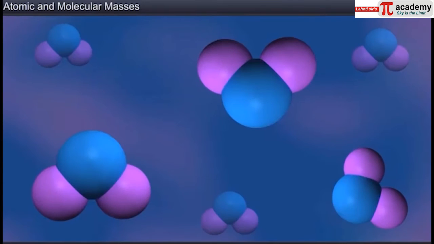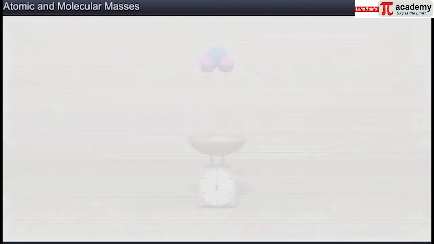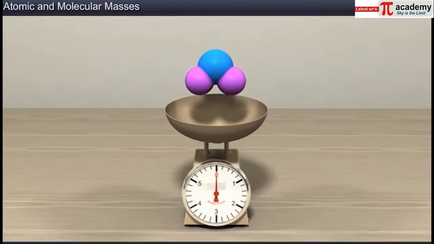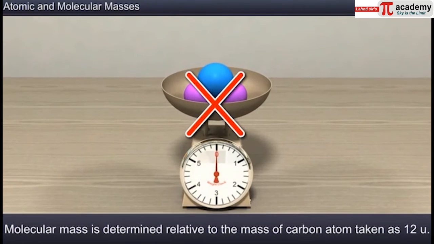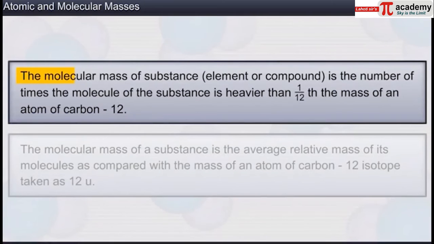Like atoms, molecules are also very small. Hence, their mass cannot be determined by weighing them. Therefore, the molecular mass is determined relative to the mass of a carbon atom taken as 12 u. The molecular mass of a substance, element, or compound is the number of times the molecule of the substance is heavier than 1/12 the mass of an atom of carbon-12.